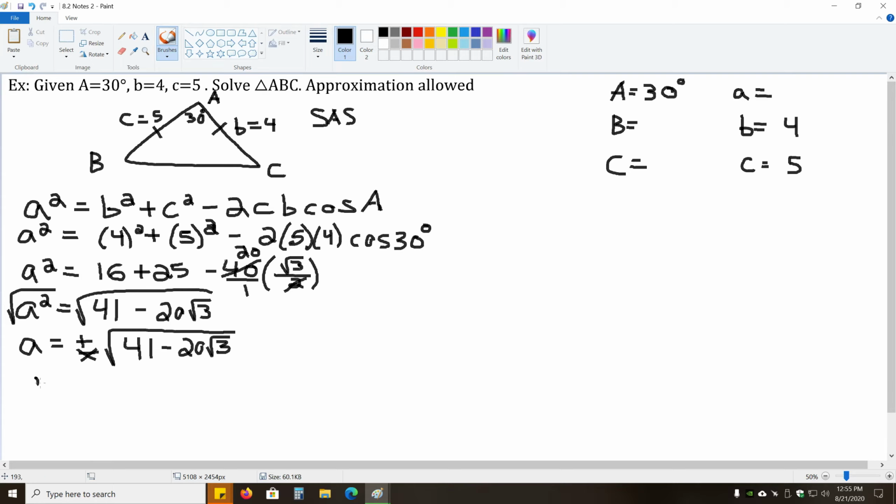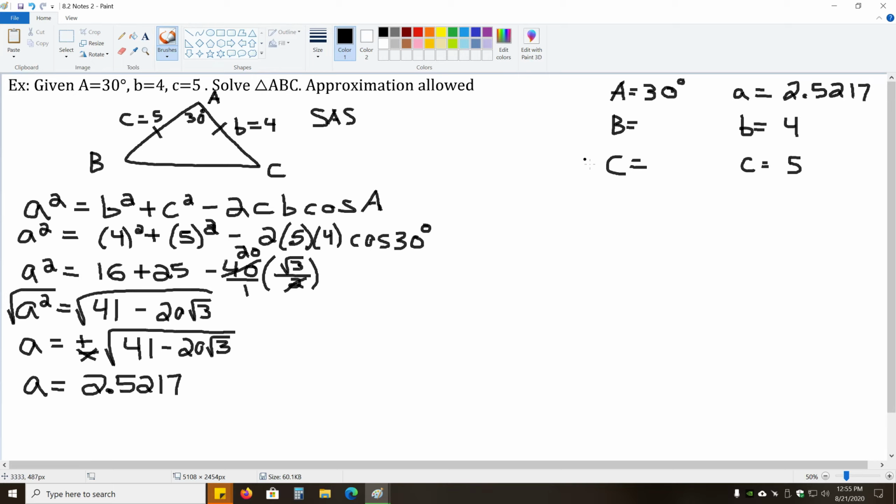So, when we plug that into our calculator, we get A is approximately 2.5217. Remember, we want to round to 4 decimal places. So we have 2.5217.